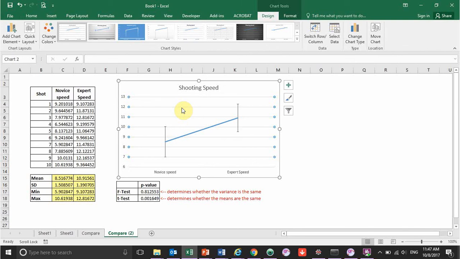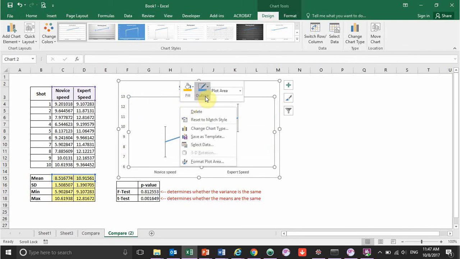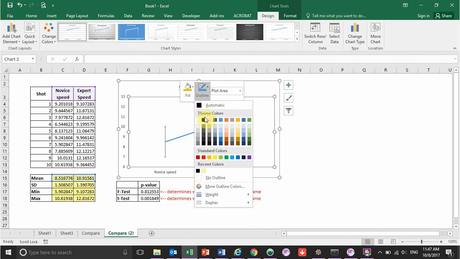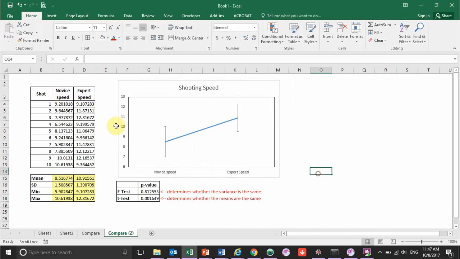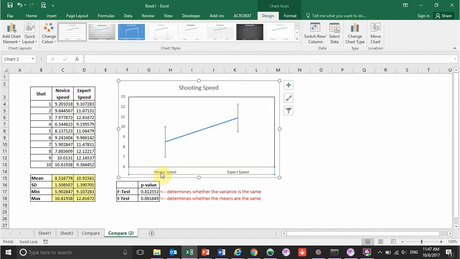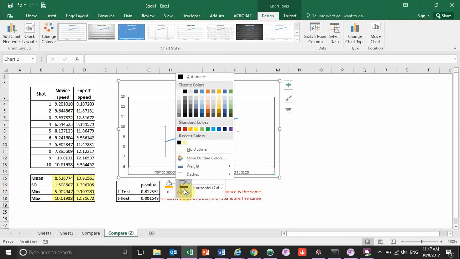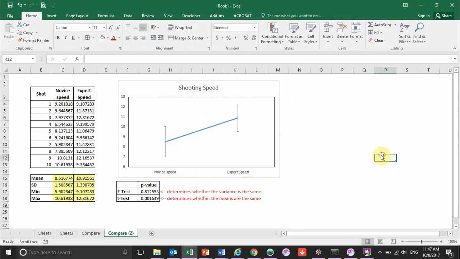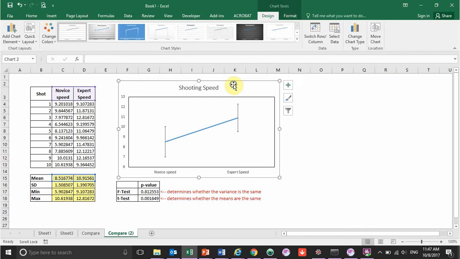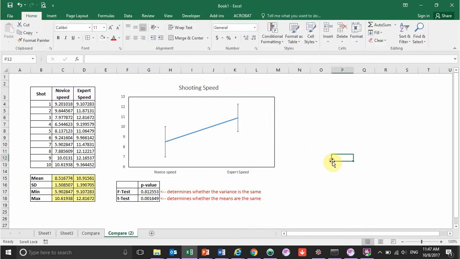If you want to, you can edit this a little bit more just to neaten it up. I'm going to change the outlines to black, and then the same thing here at the bottom, change those outlines to black, and that, to me, neatens it up. I don't like the box on the outside over here, so I'm going to make that outline non-existent.